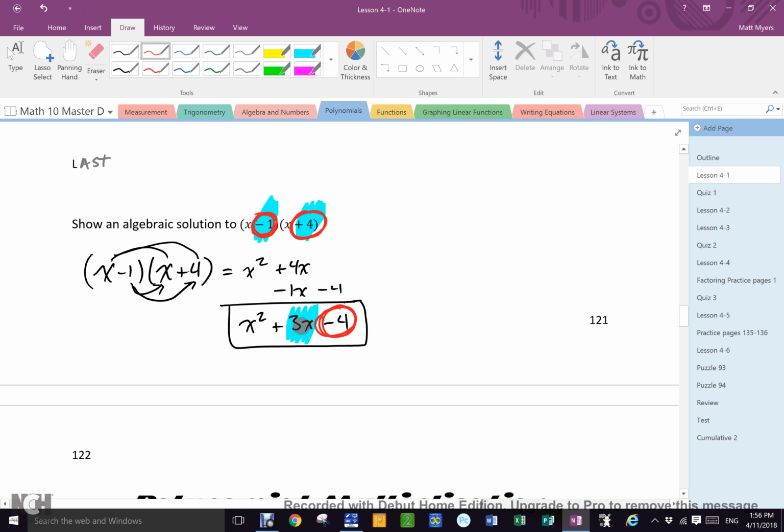We added them to get the blue one. What did we do to get the red one? Multiplied them. That's the shortcut.